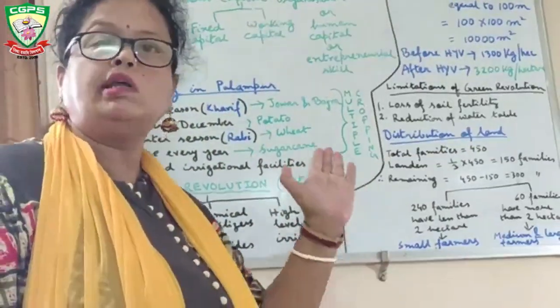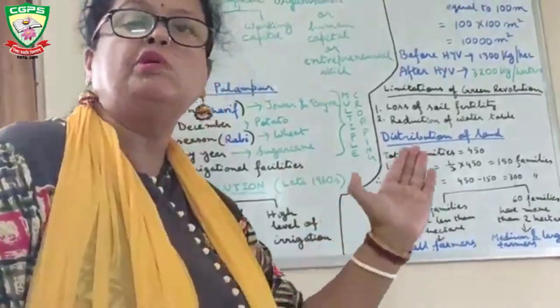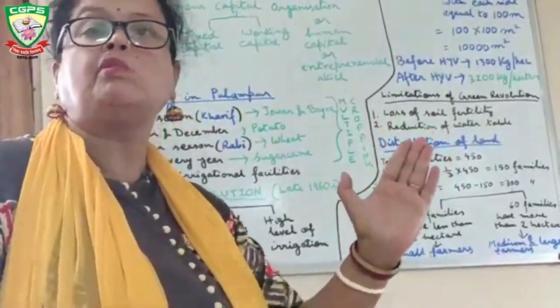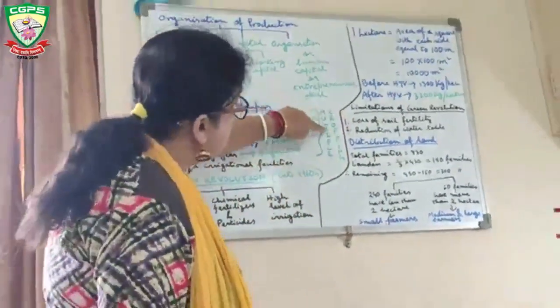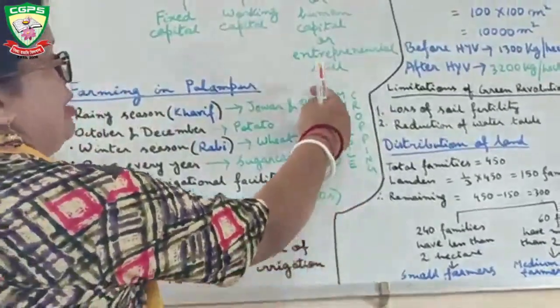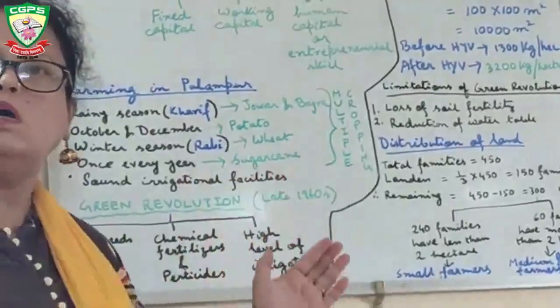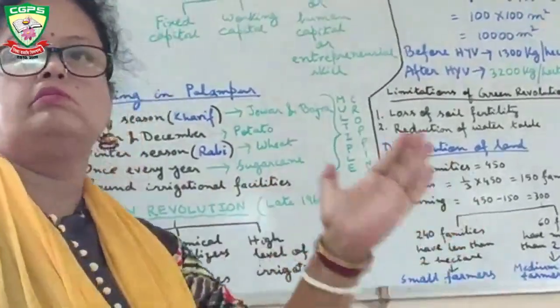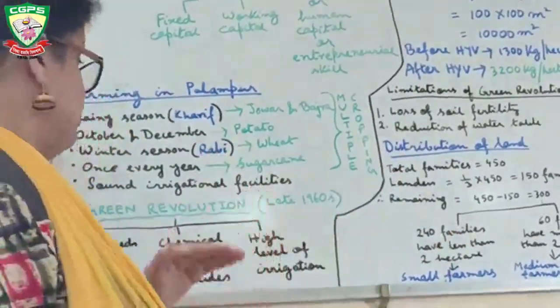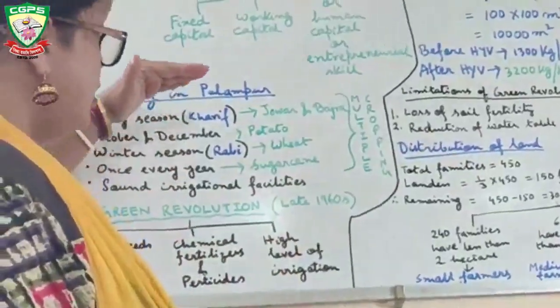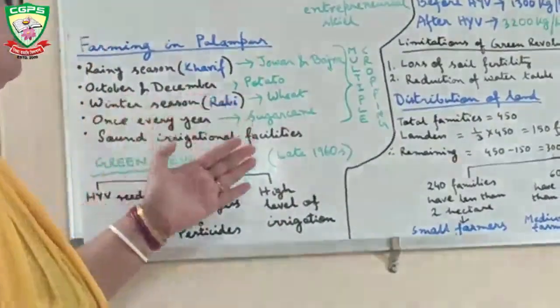When in a particular year more than one crop is grown on a single piece of land, it is known as multiple cropping. See here, I have written here multiple cropping. मतलब एक से ज्यादा crop का production हो रहा है.